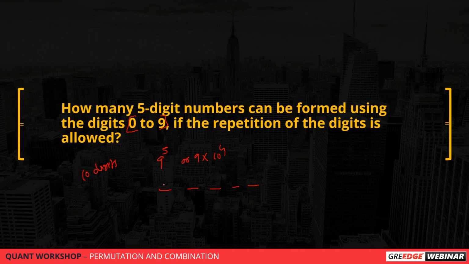Exactly. I can fill the first digit in 9 ways. Okay, not 10. We can fill it in 9 ways because I can't use 0 as a first digit. Okay, except 0.